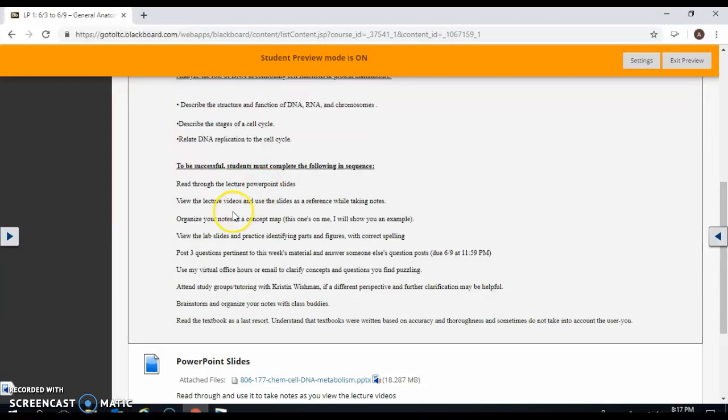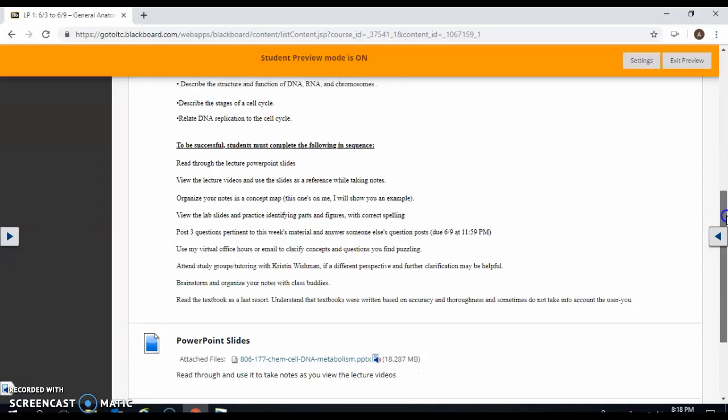It even tells you what you need to do in sequence. Go to the lecture PowerPoint slides, view the videos, and I haven't uploaded the videos yet. It will be soon. Organize your notes in a concept map. I'm going to show you an example. In fact, the example is in the Bloom's taxonomy video, which is under the course resources. View the lab slides and practice identifying parts and figures with correct spelling. And then obviously you have to post 3 questions pertinent to this week's material. This is again based on Bloom's taxonomy. It has to be posted by the 9th at 11:59 p.m.